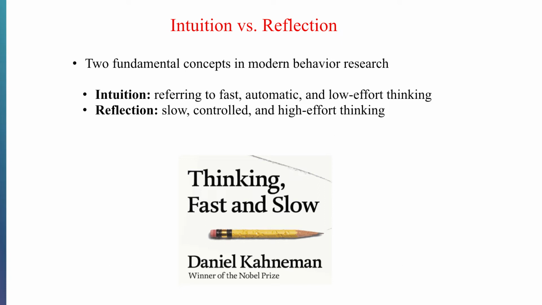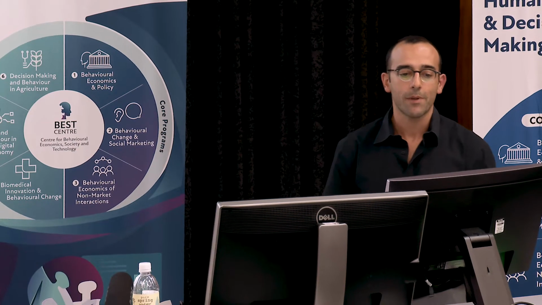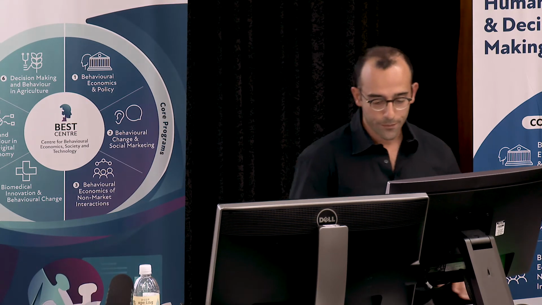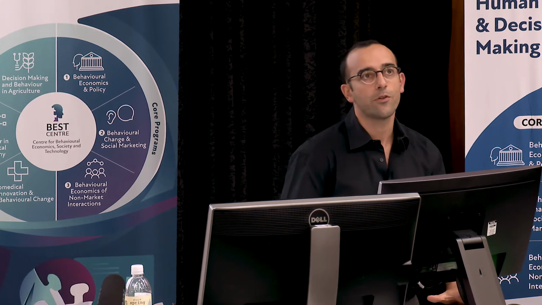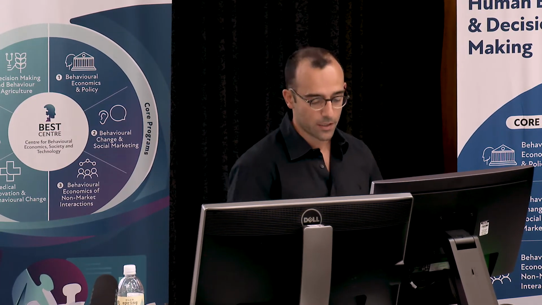As most of you will know, there are two fundamental concepts in modern behavioral research. On the one hand, intuition, referring to fast, automatic, and low-effort thinking, and on the other hand, reflection, referring to slow, controlled, and high-effort thinking. This was popularized, of course, by Daniel Kahneman's bestseller, Thinking, Fast and Slow, and also widely used in academic research, especially with regard to dual process models.